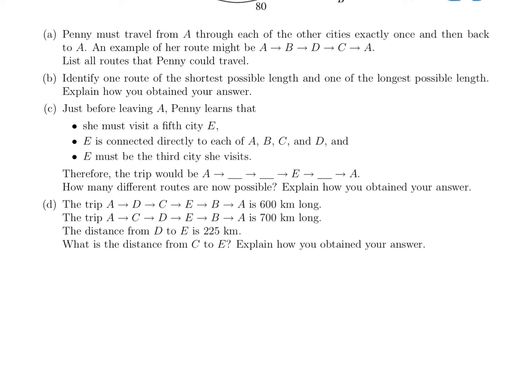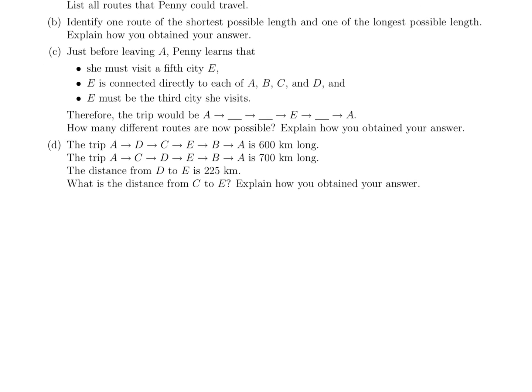Okay, part C. Just before leaving A, Penny learns she must visit a fifth city, E. E is connected directly to each of A, B, C, D, and E is the third city that she visits. How many different routes are possible? So it's the same story, really. There really isn't much difference here. You just stick in an E here, and the rest are going to be B, C, or D. So pretty much the same thing, B, C, D, or B, D, C.